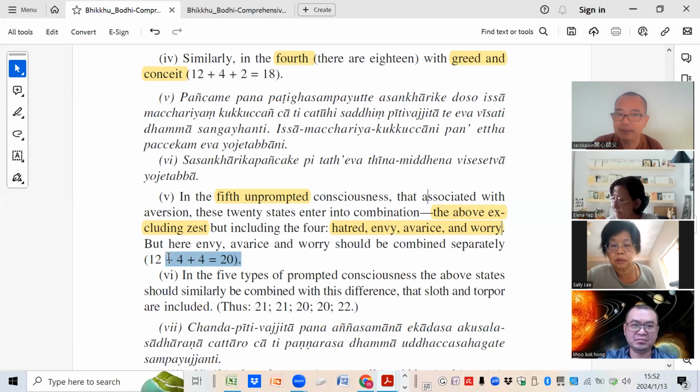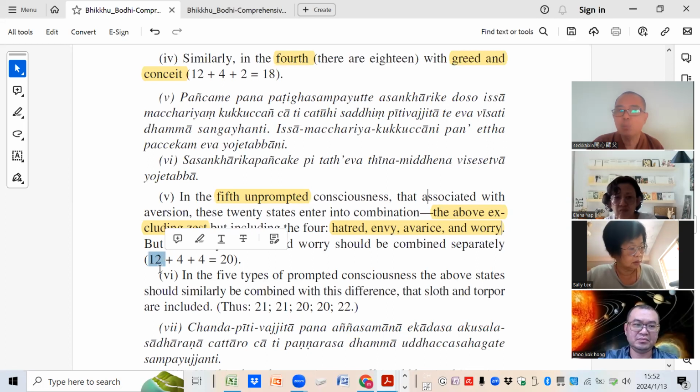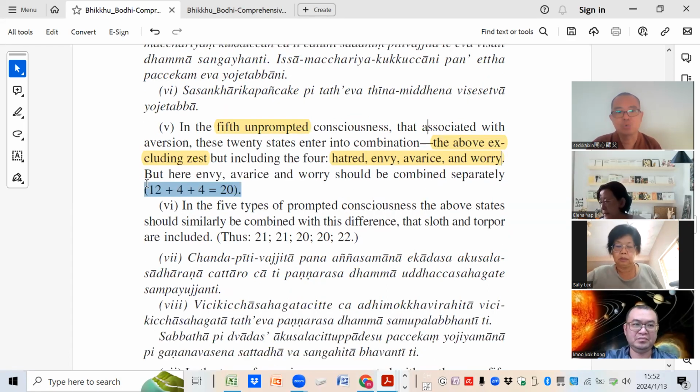Okay, we get 20 here. So what's the difference with the previous calculation? Actually it's the same as the previous. But you have to understand why 12. The reason is because the zest had been deducted due to the hatred. Okay, so this is the calculation we get.